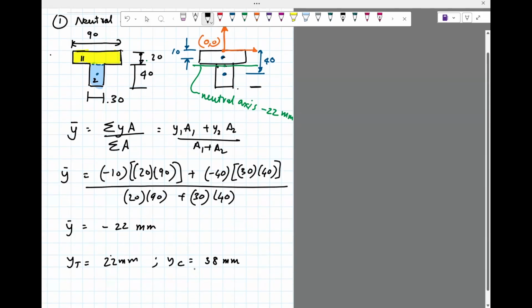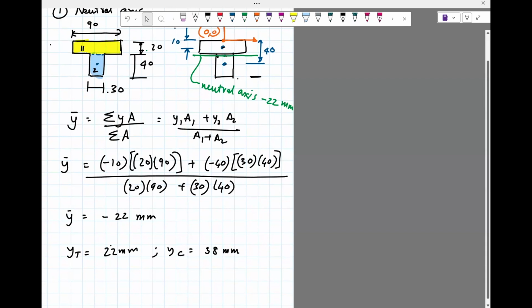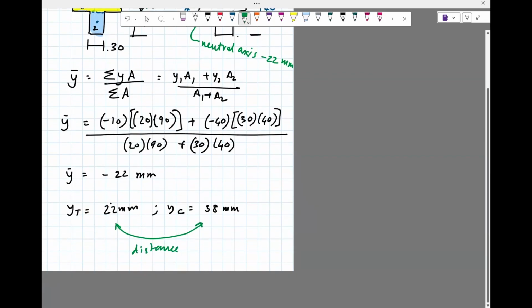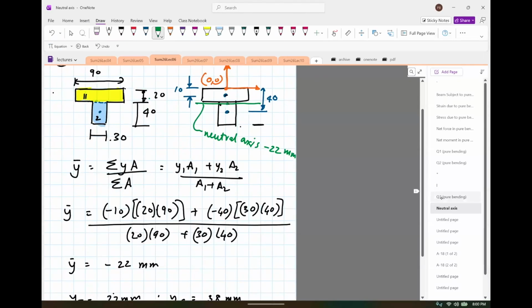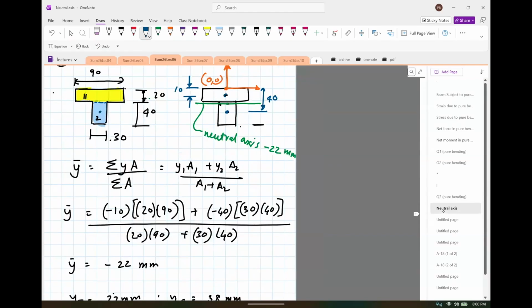Note that this is the distance from the neutral axis, and it is not the distance from the origin. So these distances are from the neutral axis. That's very important. Okay, so we've got the first part. After doing all this, we've got yt and yc. Now let's compute I, and then we should be ready to solve the problem and get the final answer. So how do we compute I?